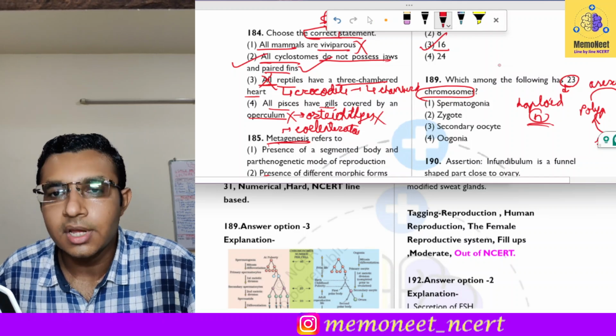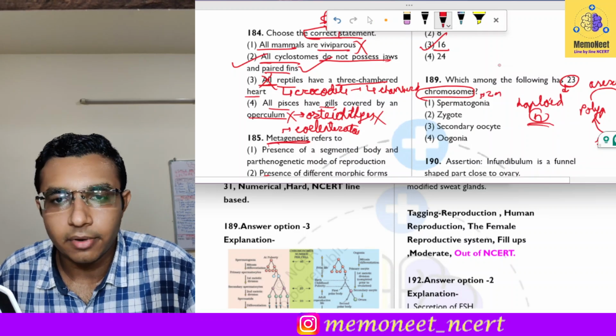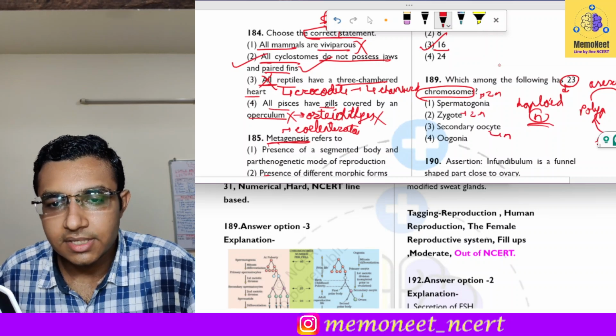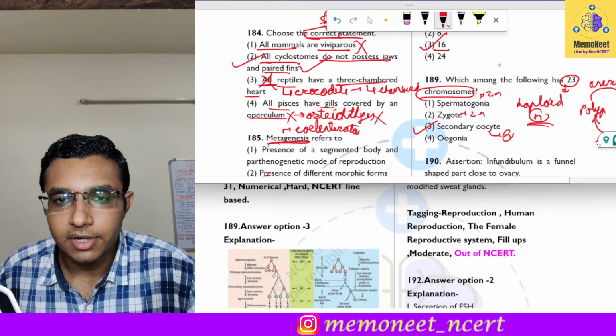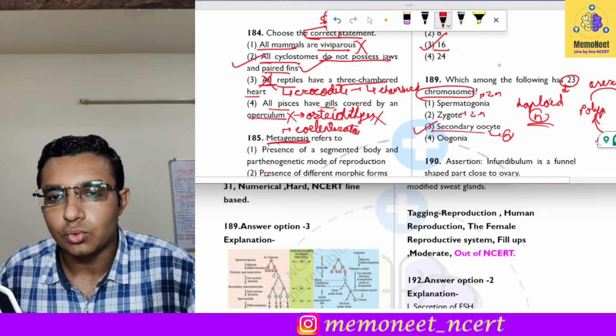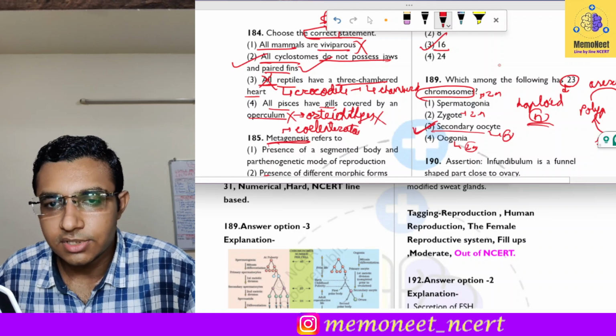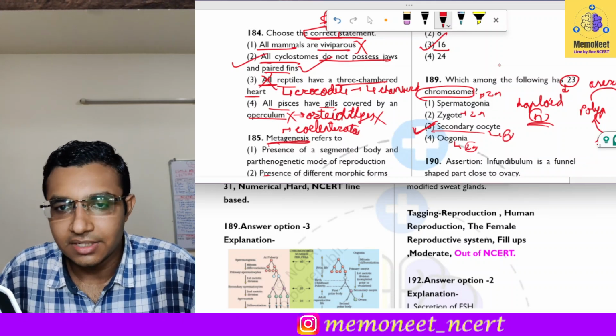haploid structure. So as we know, spermatogonia are diploid, the zygote is also diploid, but the secondary oocyte is haploid in nature, therefore it will have 23 chromosomes. The oogonia are diploid. Okay, so that is incorrect. So the correct answer of this question will be option 3, that is secondary oocyte.